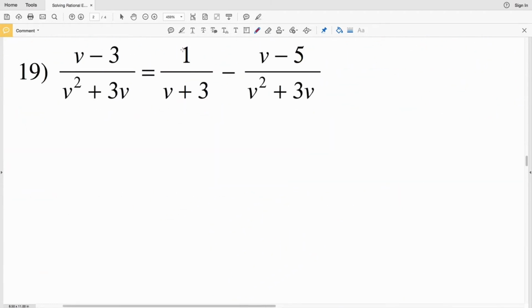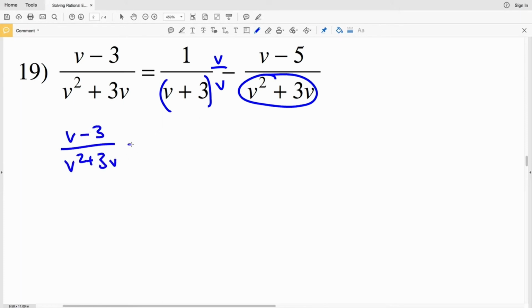And number 19, we're going to multiply 1 over v plus 3 by v over v. So we're multiplying by 1. That v times v plus 3 will equal this v squared plus 3v. So we'll have v minus 3 over v squared plus 3v, and that's going to be equal to 1v, so v minus v minus 5 all over v squared plus 3v.